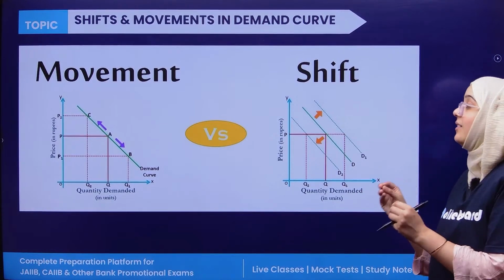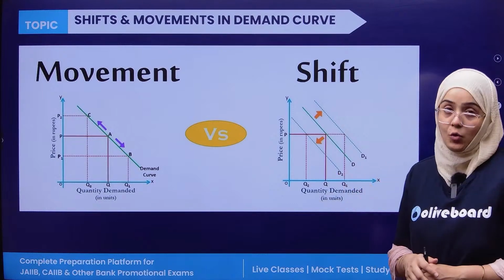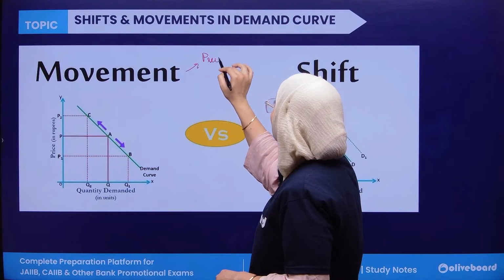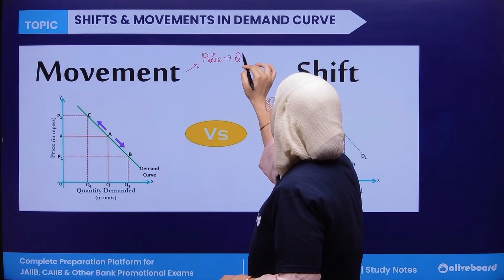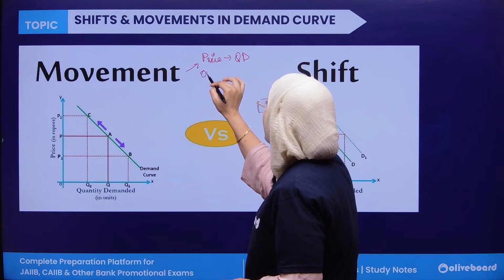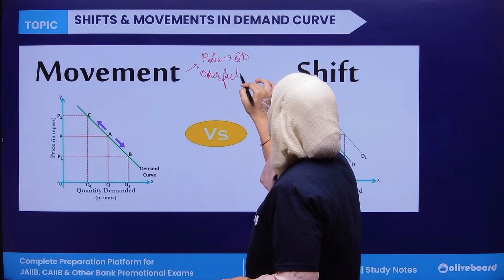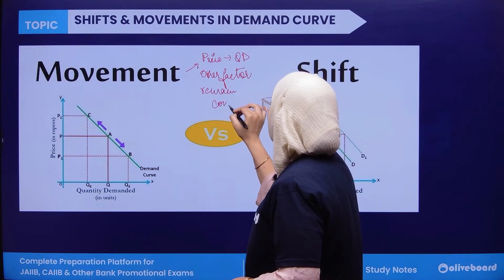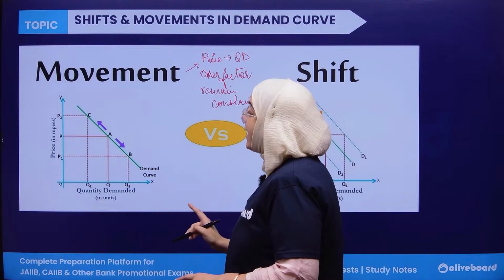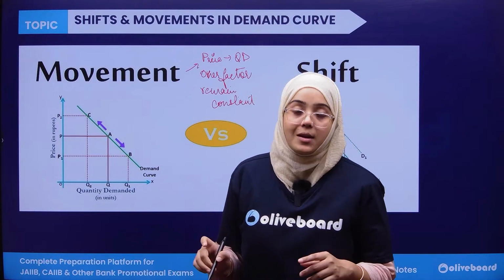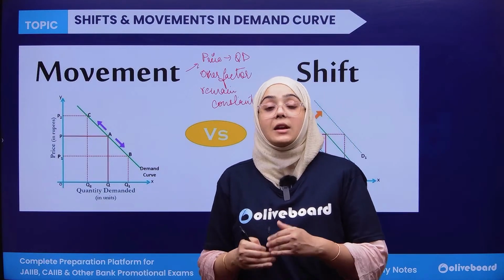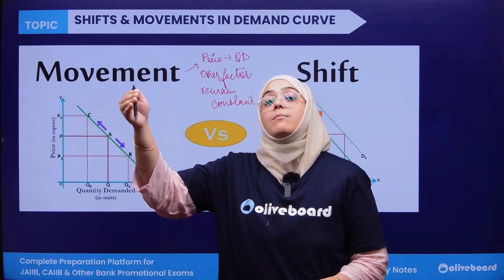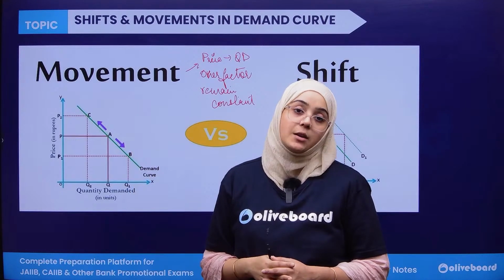Now in which condition is there a movement, and in which condition is there a shift? Movement is in the condition when price changes and due to which quantity demanded will change, other factors remaining constant. Means when there is a normal demand curve, all other factors being constant, when the price of the product increases or decreases, and the demand changes accordingly, then there is only the movement, either upward movement of the demand curve or downward movement of the demand curve.